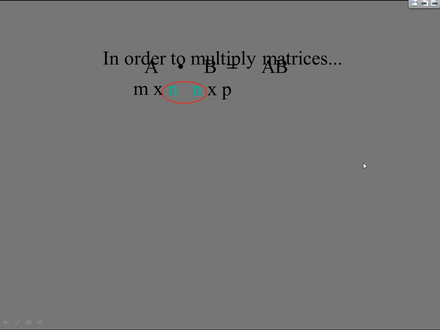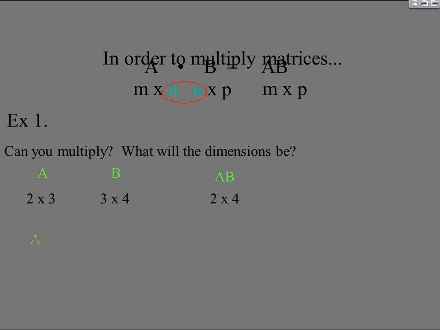Okay, so let's look at some examples. Could we multiply a 2 by 3 times a 3 by 4? Yes, we could, because the inner dimensions match up. The 3's match up. What's the dimension of the product matrix going to be? 2 by 4. Okay, that works and you get a 2 by 4. Can you multiply a 5 by 3 times a 5 by 2? No, you can't, because the 3 and the 5 don't match up. So that won't work. It's not possible.